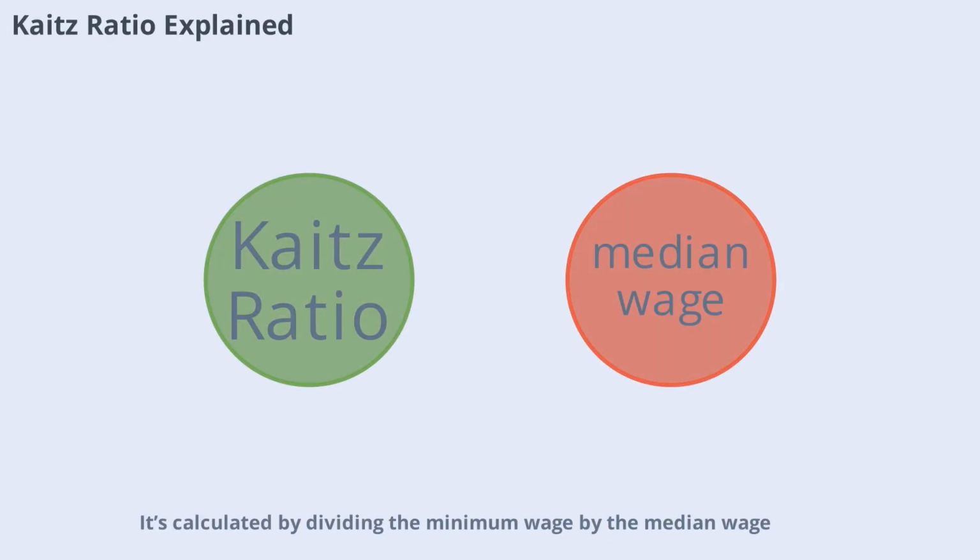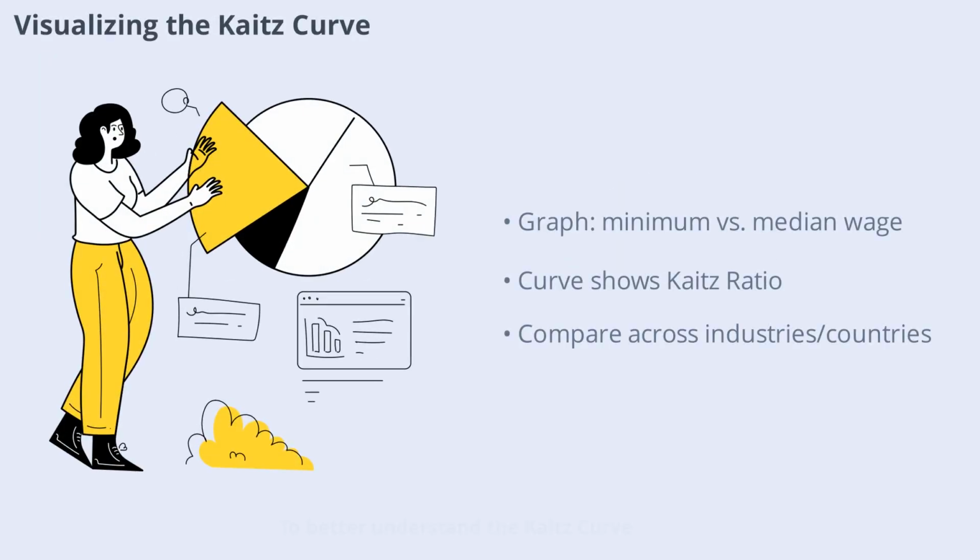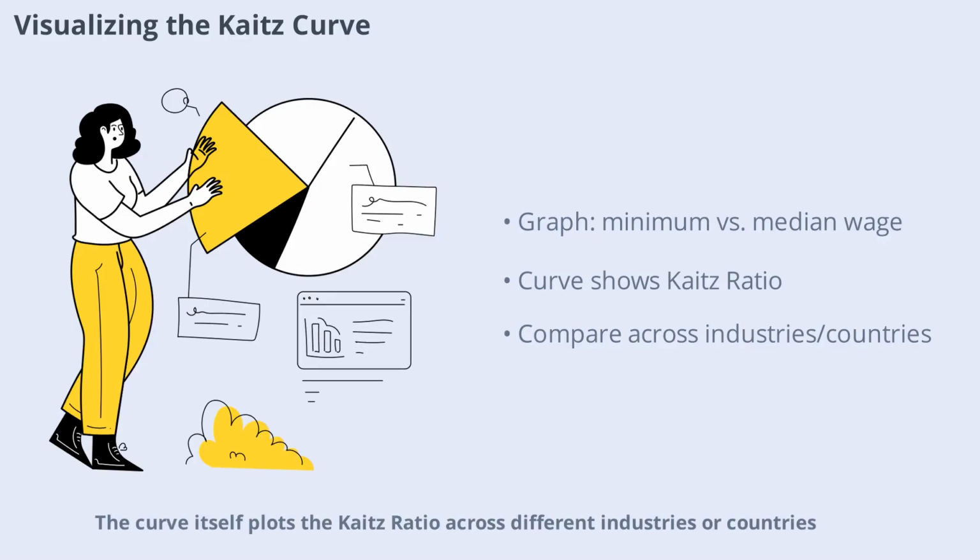The Kaitz ratio is the core measure behind the Kaitz curve. It's calculated by dividing the minimum wage by the median wage. A higher Kaitz ratio means the minimum wage is closer to the median wage, making it more binding for employers. Conversely, a lower ratio suggests the minimum wage affects fewer workers. This simple calculation provides powerful insights into the potential impact of wage policies on employment, business competitiveness, and income distribution. To better understand the Kaitz curve, imagine a graph with the minimum wage on the vertical axis and the median wage on the horizontal axis. The curve itself plots the Kaitz ratio across different industries or countries.